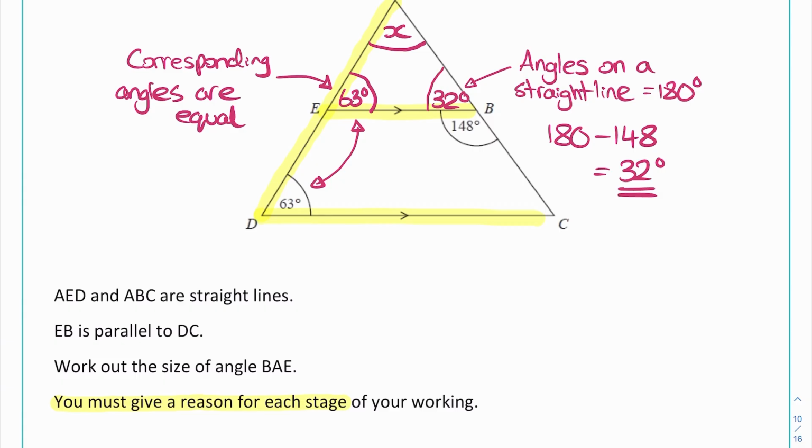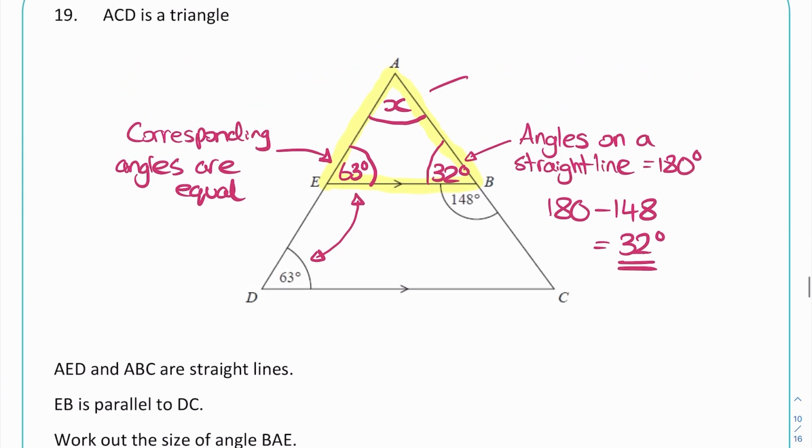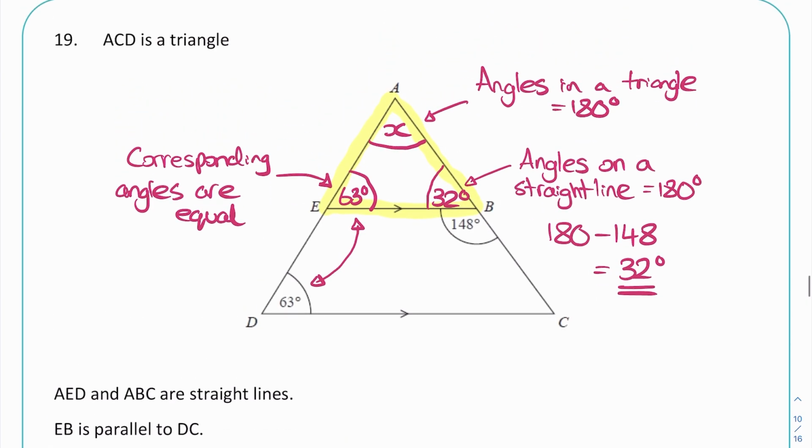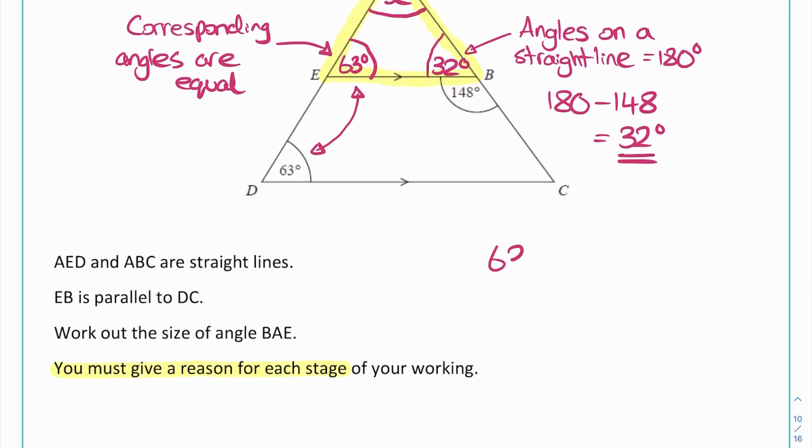So there we go. Now we have the 2 angles in that triangle there, with just one missing. So the final stage of our working out would be to add those 2 together, because this angle here, we know that angles in a triangle equal 180 degrees. So if we add those 2 together, let's do it down here. So 63 plus 32 is equal to 95. And then we do the 180, take away the 95, and that would equal 85 degrees.